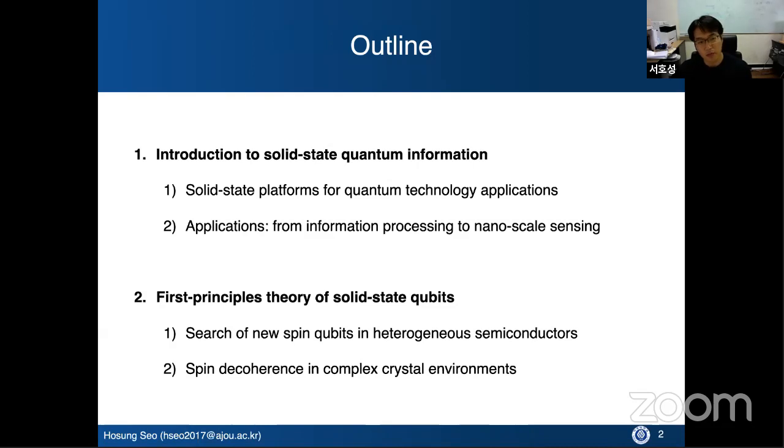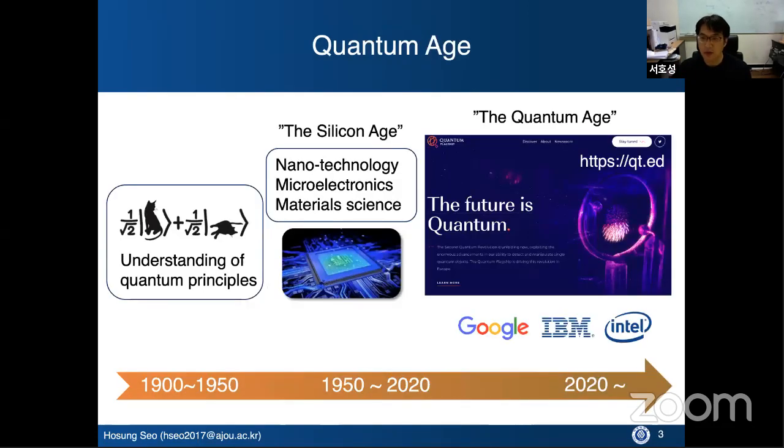The first topic will be the search for new kinds of spin defects, which could be good candidates for qubits in heterogeneous semiconductor material systems. And then the second part will be in general open quantum system research, where we are working on spin defect dynamics of quantum spins in the solid state environment. So I'd like to talk about issues in that research. Please interrupt me anytime if you have any questions during the talk.